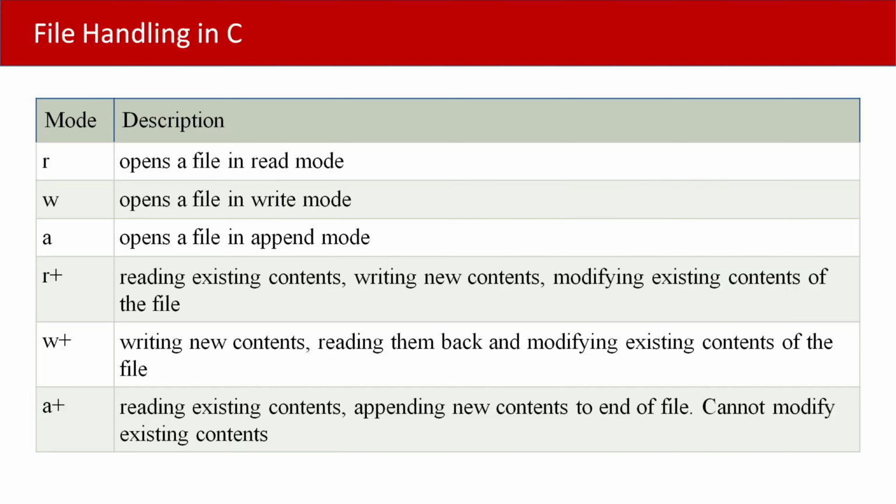Similarly, in append plus, or a plus, it also searches the file. If the file is opened successfully, fopen loads it into memory and sets up a pointer which points to the first character in it. If the file does not exist, a new file is created. It returns null if unable to open the file.